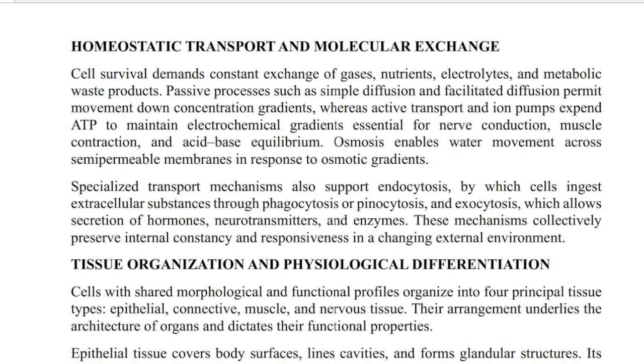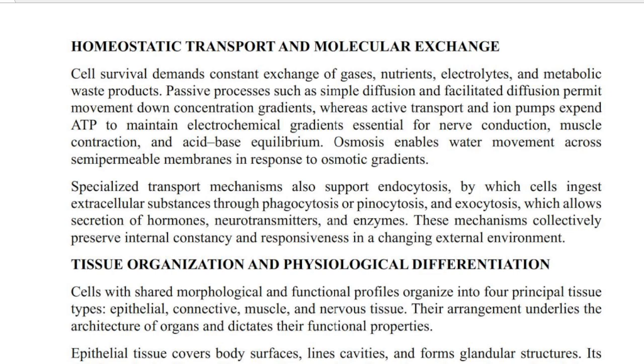Osmosis enables water movement across semi-permeable membranes in response to osmotic gradients. Specialized transport mechanisms also support endocytosis, by which cells ingest extracellular substances through phagocytosis or pinocytosis, and exocytosis, which allows secretion of hormones, neurotransmitters, and enzymes. These mechanisms collectively preserve internal constancy and responsiveness in a changing external environment.